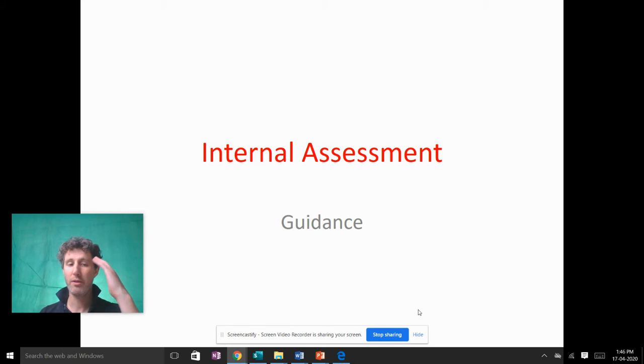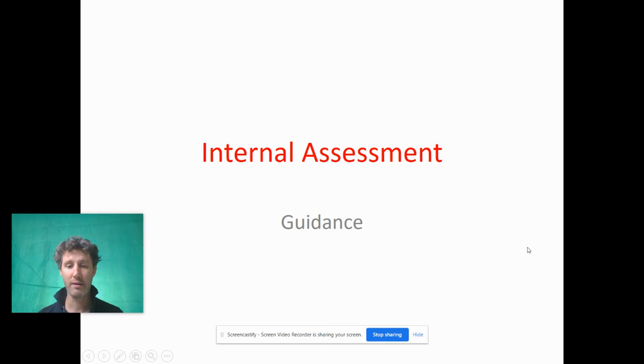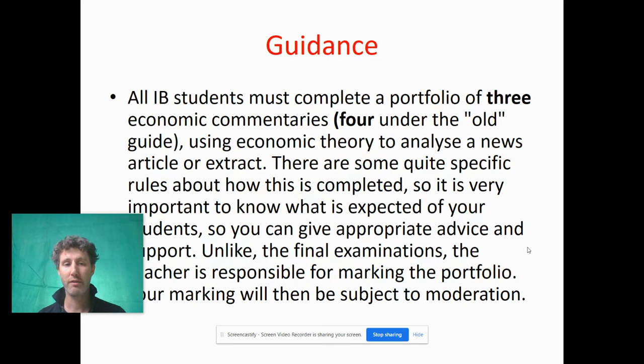So we're going to look at the rubric requirements for the IA. Okay, so I'm going to try and do this as quickly as I can. So the first part of the guidance is you have to write 3 IAs. Okay, 3 IAs are required from you from 3 different parts of the course.